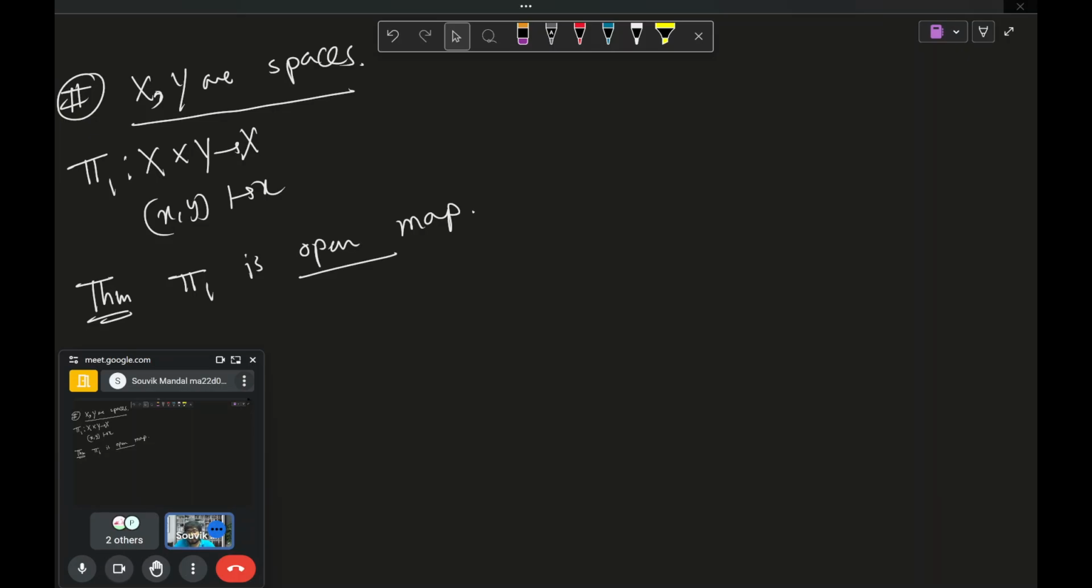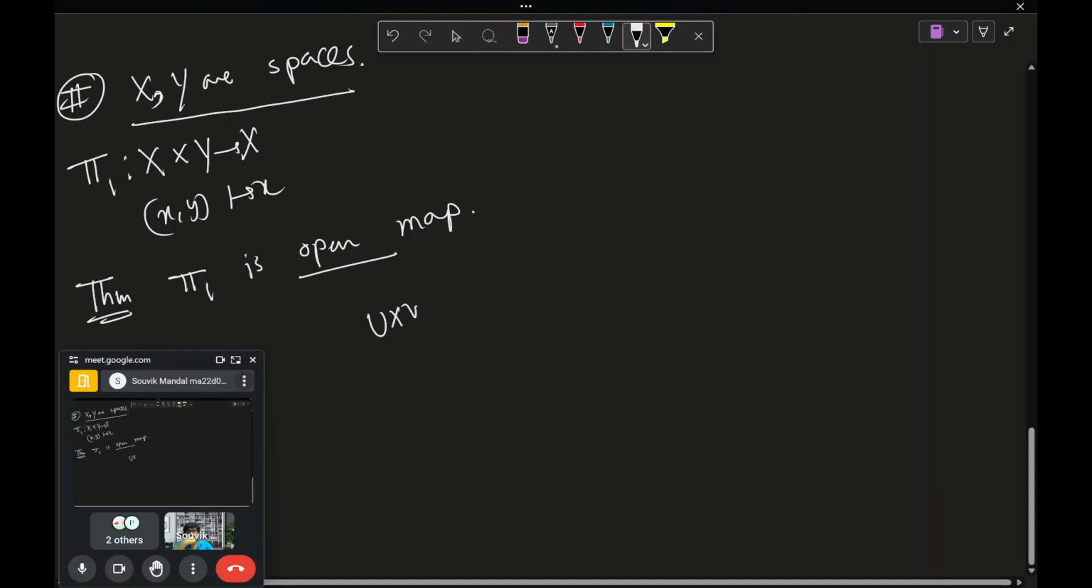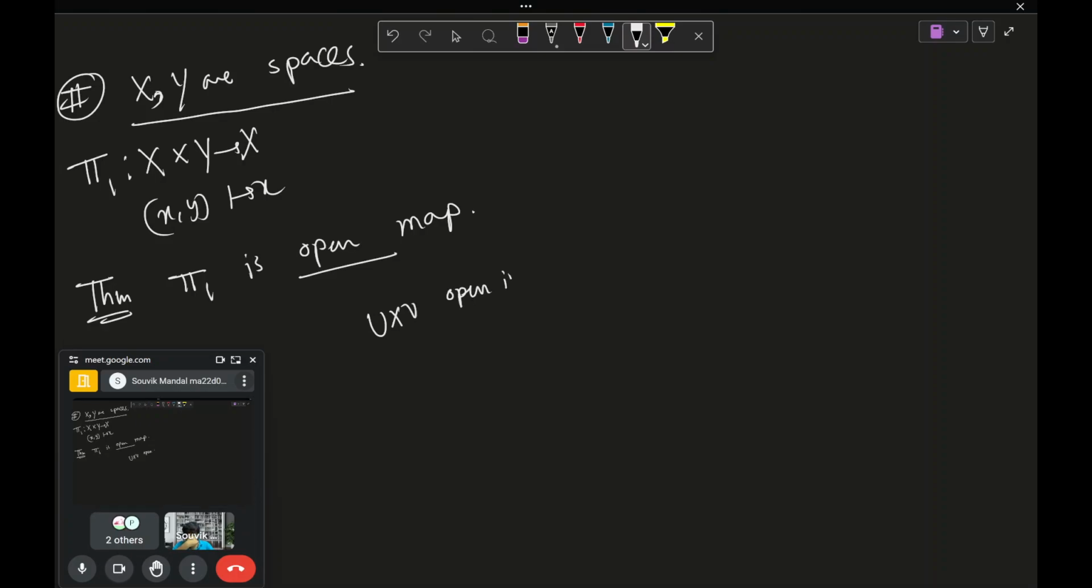Okay, so have you done it? Sir, if you take any U cross V, where U cross V is an open set in the product topology, that goes to U. We have to show U is open. Take any x in U. We have to find some basis element so that... One second. So you have started by saying that U cross V is open in X cross Y, right?